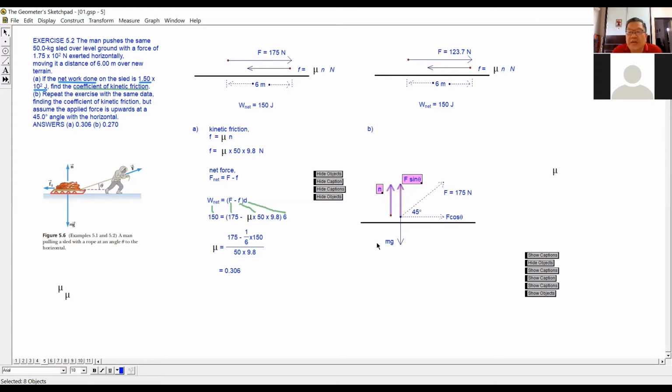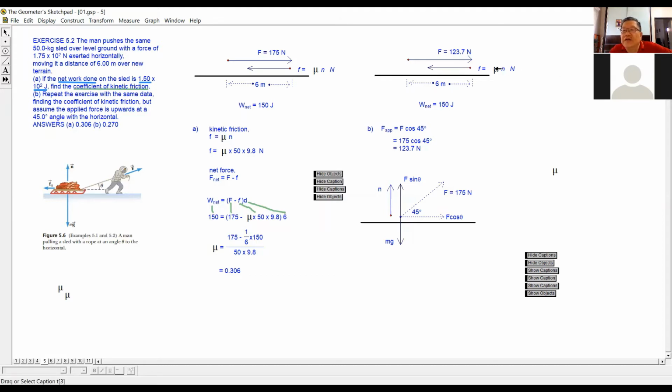So I try to find what is the normal reaction first. Then another significant one is the applied force. The applied force is F cos 45. This one, F cos 45, horizontal. So you try to calculate the applied force, right? F cos 45, 175 cos 45, and it is 123.7 newtons.